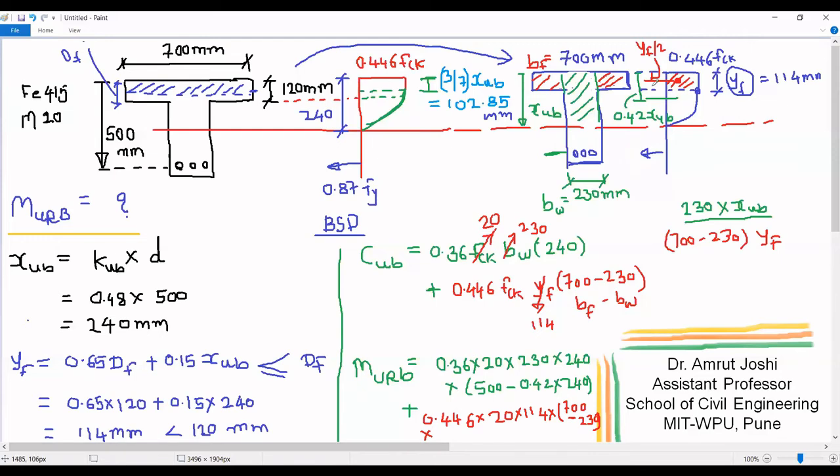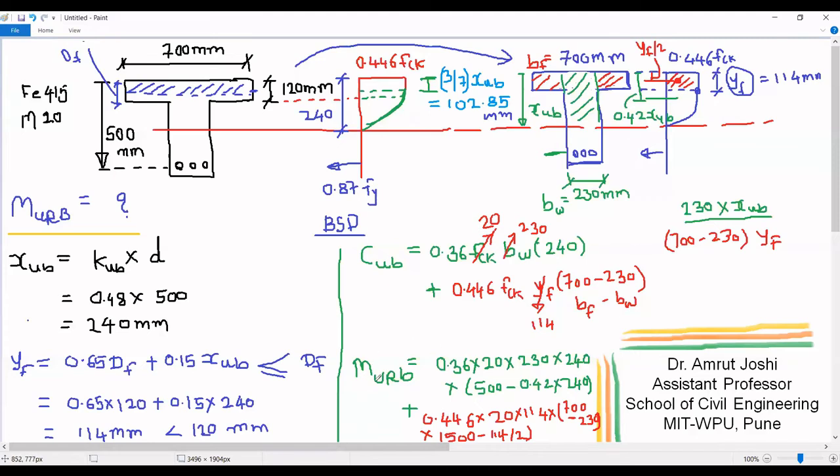So what is the lever arm for this compressive force? It acts at distance YF by 2 from extreme compression fiber. The distance up to the tension steel is D, that is 500 mm. So lever arm is going to be 500 minus YF by 2. So 500 minus YF, which is 114, by 2. This is the lever arm for this compressive force.